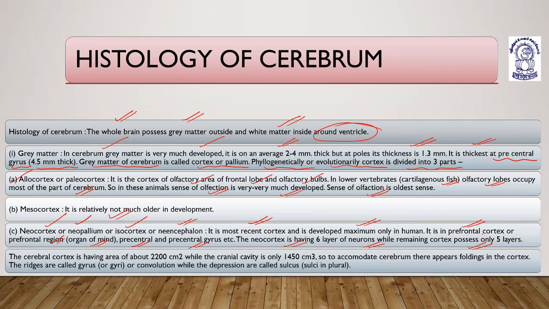Okay. Neocortex or neopallium or isocortex. This is the most recent cortex and is developed maximally in humans. It is a prefrontal cortex or present in prefrontal gyri region. Okay. The cerebral cortex is having an area of about 2200 centimeters square, while the cranial cavity is only 1450 centimeter cube. So to accommodate cerebrum, there appear foldings in the cortex. The ridges are called gyrus or gyri or convolution, while the depressions are called sulci or sulcus.